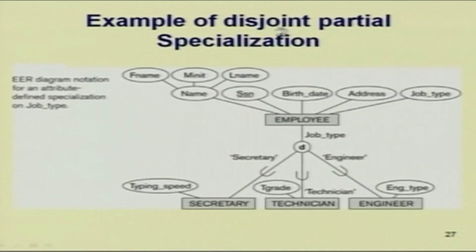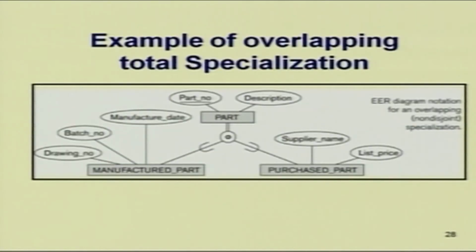So, this is a disjoint partial specialization. We have seen this already. Here we have an attribute defined subclass and it is disjoint and it is partial. So, this is an example of a disjoint partial specialization.